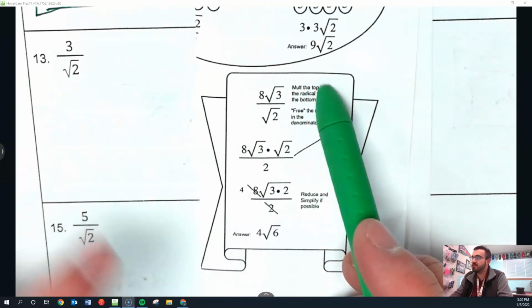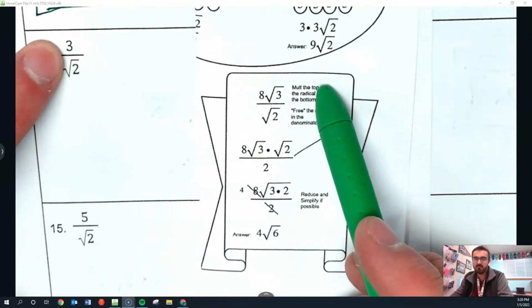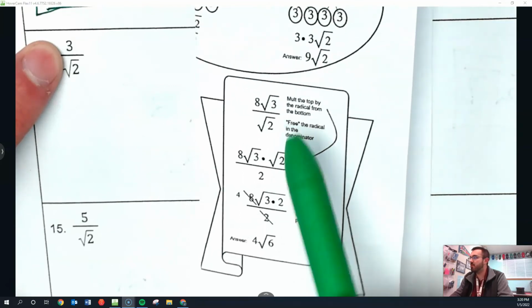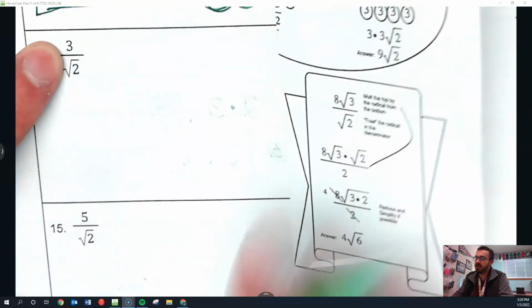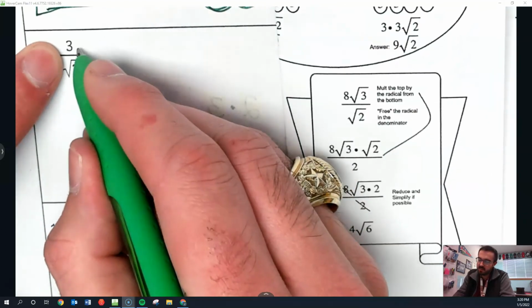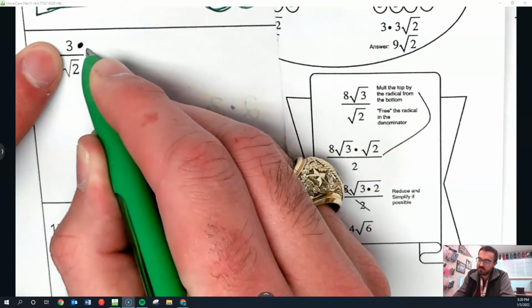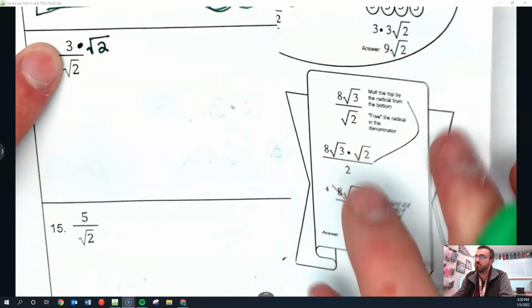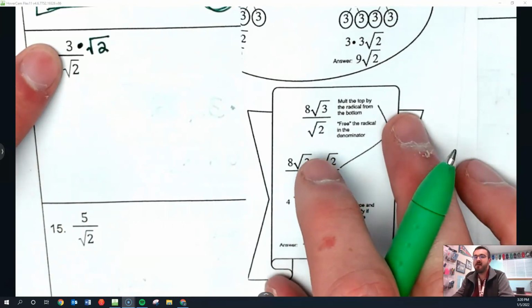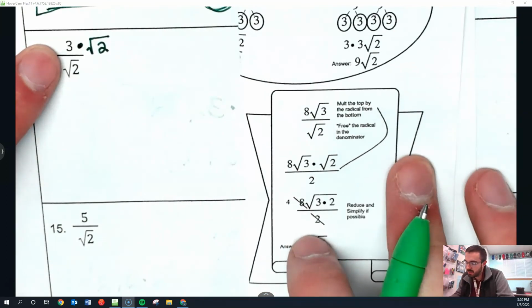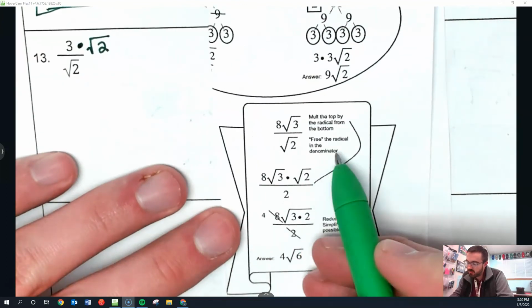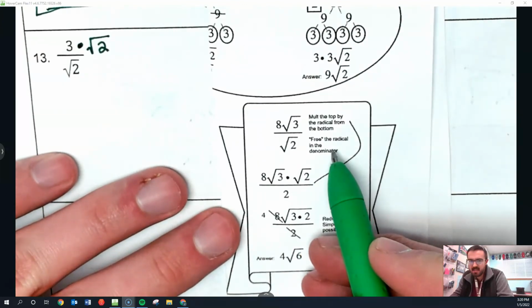Multiply the top. Okay, here's the top. I see it, 3. Multiply the top by the radical from the bottom. Oh, okay. So this is now going to be 3 times the square root of 2. Good to know. What's the next step? Free the radical in the denominator. So that means I don't have a radical anymore on the bottom.